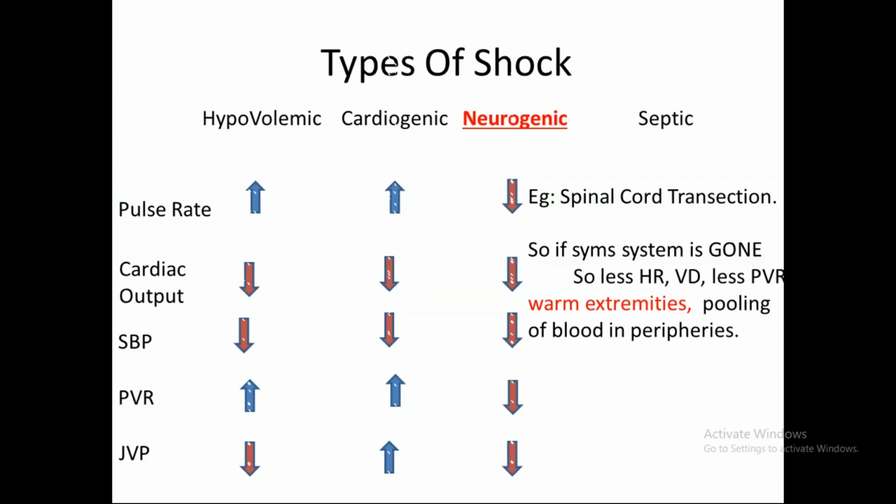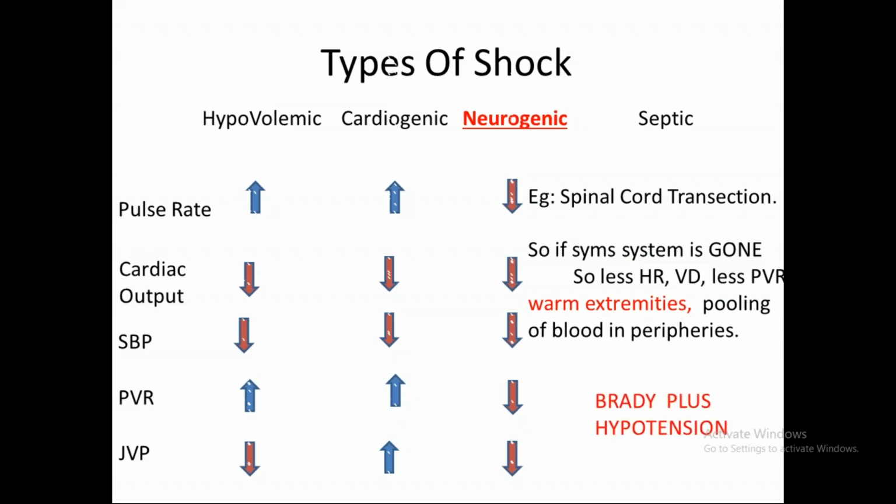This vasodilatation will lead to less peripheral vascular resistance and warm extremities, and also result in pooling of blood in the peripheries. So pooling of blood in the periphery will result in warm extremities. Warm hands and feet. Peripheral vascularization is decreased, and JVP will also decrease. Why? Because there is peripheral pooling of the blood, so there is no venous return. There is no blood coming into the right atrium. So that will result in less JVP.